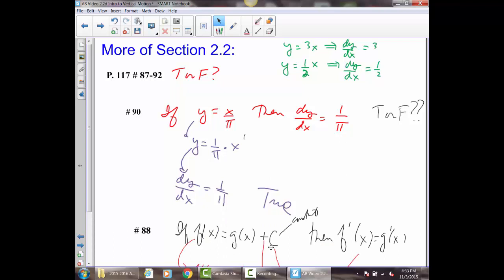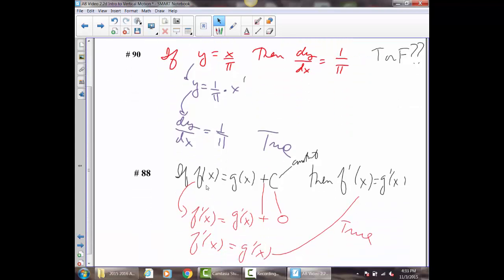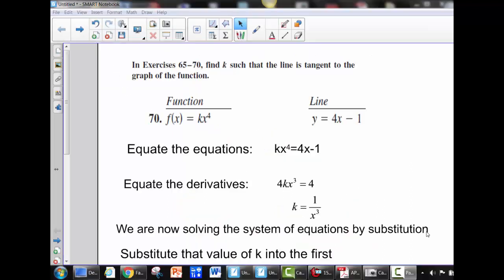If f of x equals g of x plus c, where c is a constant, then f prime of x equals g prime of x. Well, what happens if I take the derivative of the left side and the derivative of the right side? The derivative of g of x is g prime of x, and sure enough, the derivative of a constant is 0, and hence it is true that f prime of x equals g prime of x.